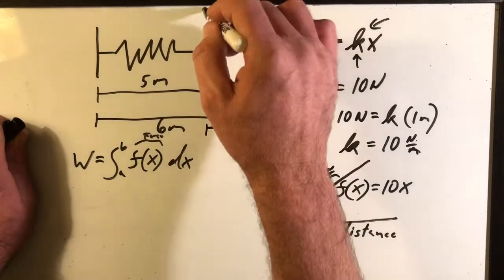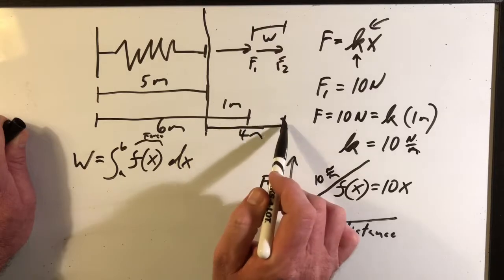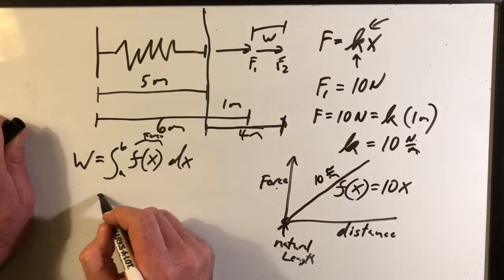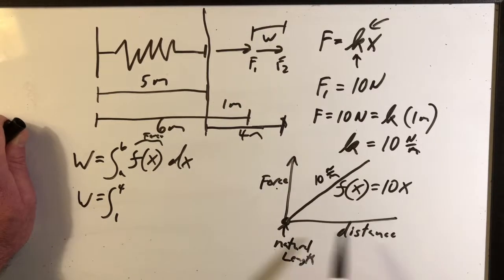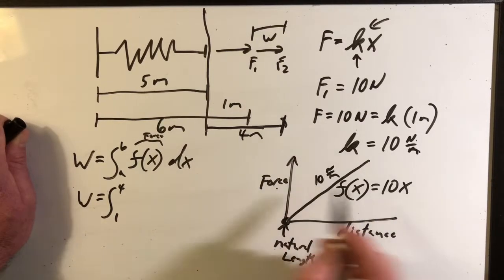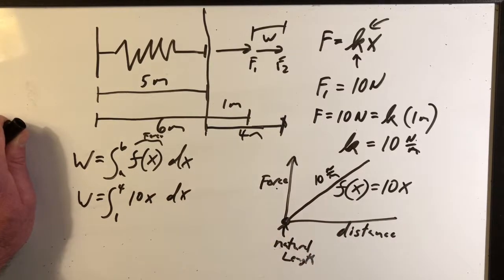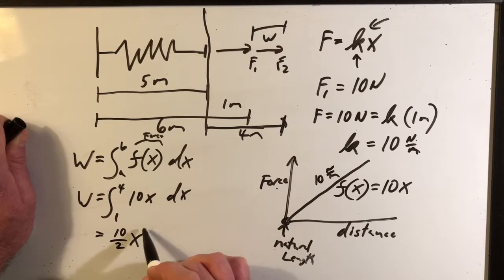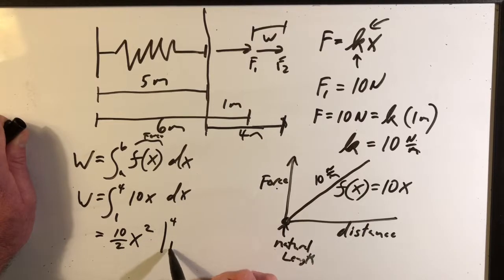Okay, so if my origin is right there, it's really just from 1 to 4. So the integral is from 1 to 4 for the work. And then my f of x is just 10x dx. Okay, continuing along, if I take 10 divided by 2, x squared, and that's going to go from 1 to 4, is work.